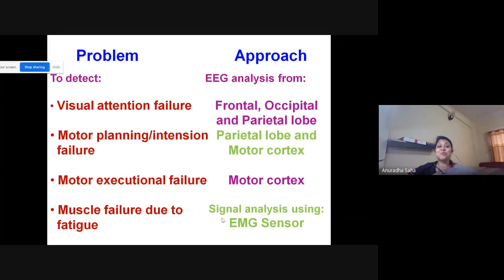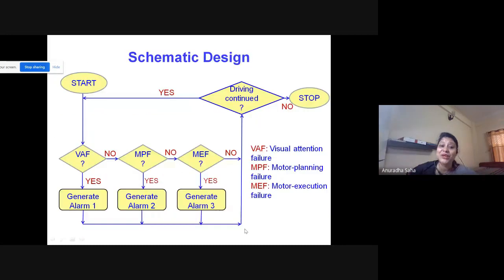So these are the problems through which we can detect whether the driver is experiencing any kind of cognitive failures or not, and these are the approaches we can take to deal with the right problems. So if this is so, then this can be the schematic design of identifying whether a person who is driving a car is having a kind of cognitive failure or not. Let's discuss the schematic design.